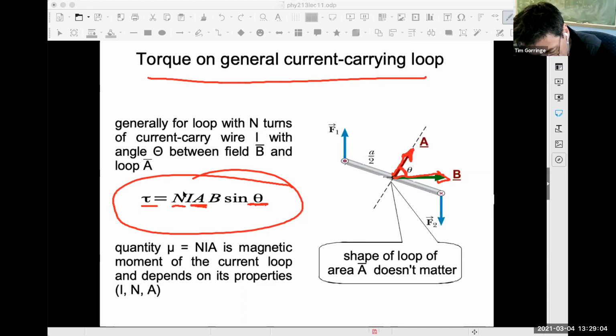I'll make one point about it. This piece here, NIA, is all about the properties of the loop. It's nothing about the properties of the magnetic field. It's the number of turns of the loop, the current flowing in the loop, and the area of the loop. NIA embodies all the characteristics of the loop. We call it the magnetic moment of the current loop, and we often give it the symbol mu. So I mentioned that.